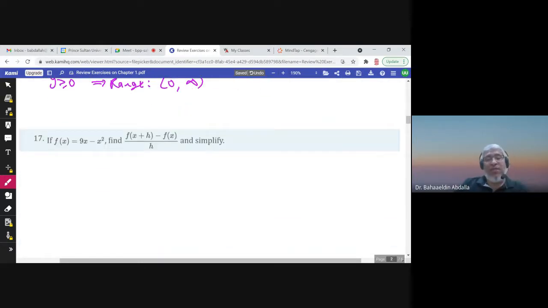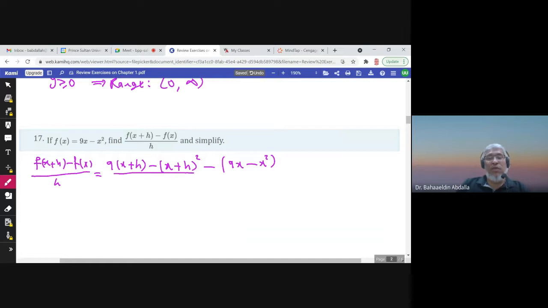Find f of x plus h, the difference quotient. So let me find immediately f of x plus h minus f of x over h. To find f of x plus h, I replace x in the equation by x plus h. So I'll have 9 times x plus h instead of x, and negative x plus h squared instead of x squared. So this is f of x plus h minus f of x. Well, f of x is 9x minus x squared, and all of this is divided by h.